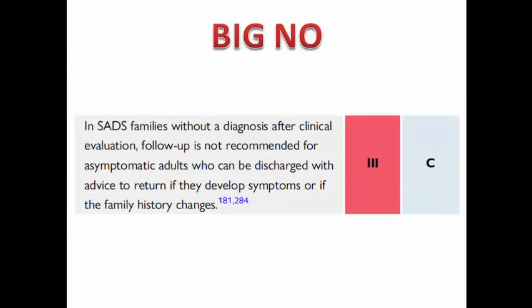And the big no here is that in sudden arrhythmic death syndrome families without a diagnosis after all the clinical evaluation, follow-up is not recommended for asymptomatic adults, as they can be discharged with advice to return if they develop symptoms or the family history changes. For example, if another one died suddenly. But the children need regular follow-up due to age-related penetrance.